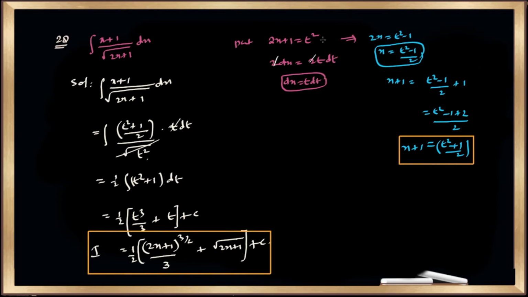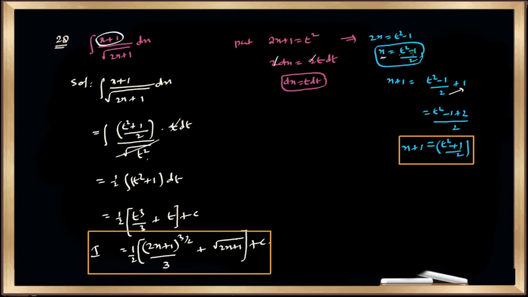Now 2x is t²−1. If you divide by 2, x becomes (t²−1)/2. This is the value of x. But we have to find the value of x+1. So x+1 is (t²−1)/2 + 1. If you take the LCM, 2 ones are 2, so (t²−1+2)/2. Minus 1 plus 2 is 1, so the value of x+1 we can write as (t²+1)/2.